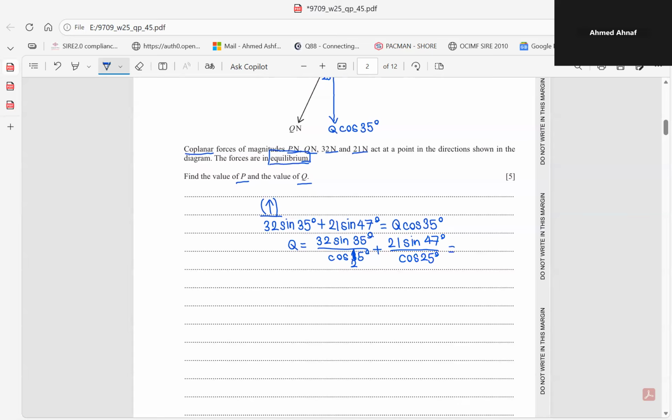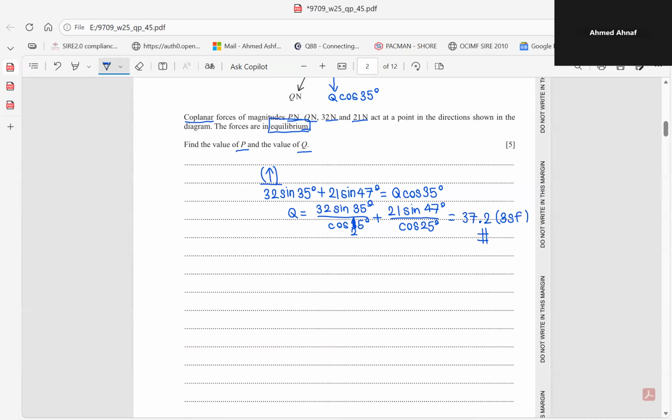So just type all this into your calculator: 32 sine 35 plus 21 sine 47, over cosine 25. You will get 37.2. Since Newton is already the unit, I think we can just leave this as our final answer for Q.